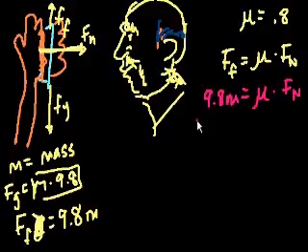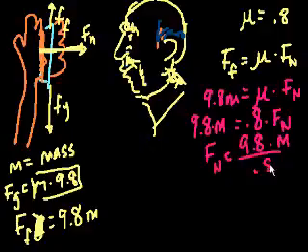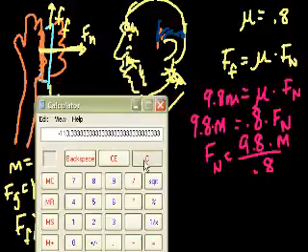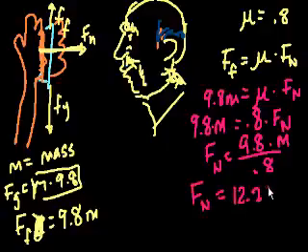And we know the coefficient is 0.8. So we have 9.8 times the mass is equal to 0.8 times the normal force. And then the normal force is equal to 9.8 times the mass divided by 0.8. What's 9.8 divided by 0.8? 9.8 divided by 0.8 is equal to 12.25. So the normal force that I have to apply is 12.25 times the mass. That's the force I am applying. We don't know the mass of the pie.